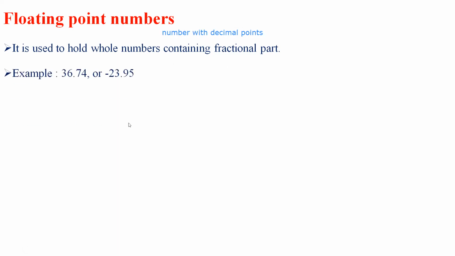So this is how an example will look like. 36.74 is a number with a decimal point, so it indicates a floating point number. Here I also have a negative floating point number, -23.95, with a decimal point. This is how we represent floating point numbers. These are also known as rational numbers.